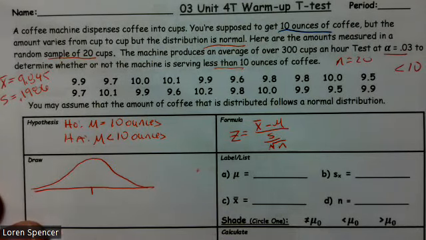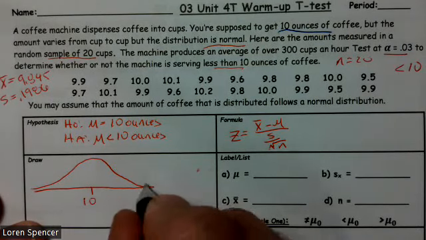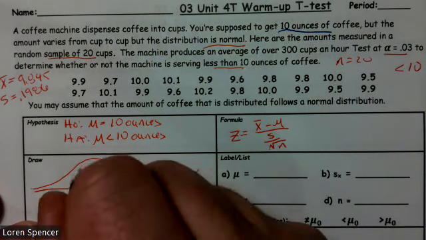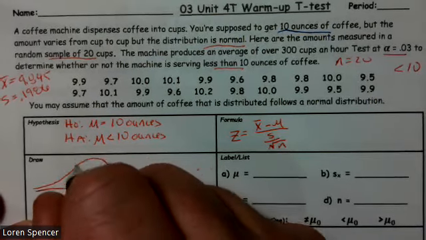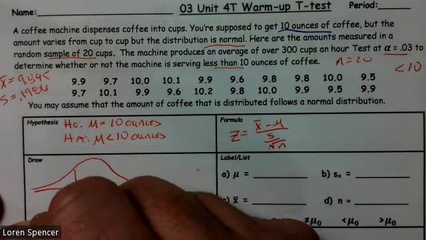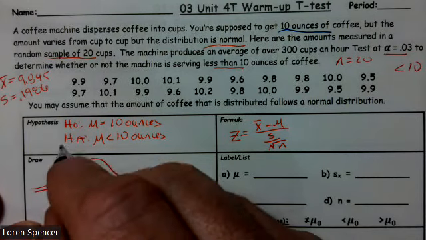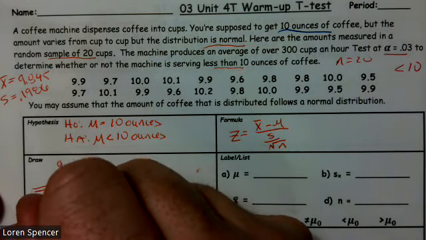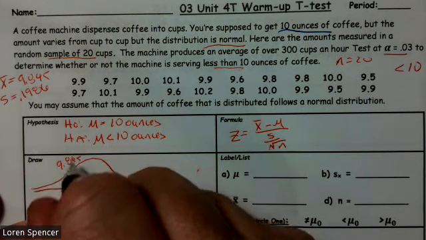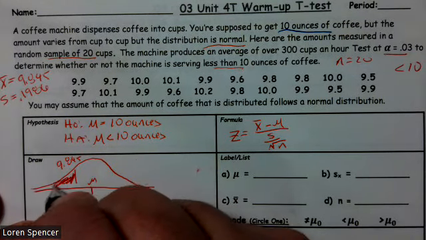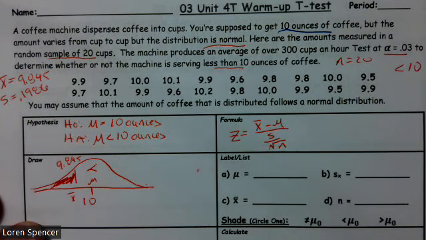When we're drawing this, we have a distribution that's mound shaped and centered at 10. That's the t distribution. It goes to positive infinity, negative infinity. But we ended up with an x bar of 9.845. So we're a little bit below 10, but it doesn't look like we're much below 10. And we shaded less than. So let's record that information.